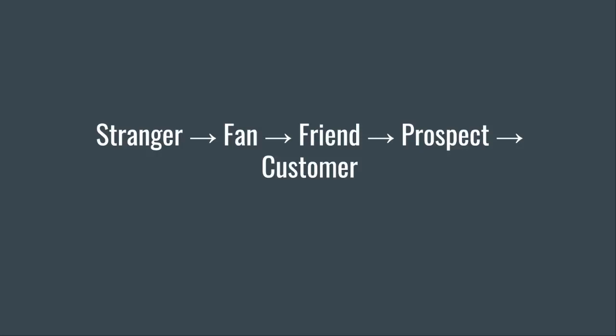Essentially, you're taking a stranger who comes across your content on social media, and then you convert them into a customer later on. This looks like what I have displayed right here: stranger to fan to friend to prospect to customer. When you convert a stranger into a fan, you need to consistently create content that appeals to your target audience. This phrase, appeals to your target audience, is what you really want to hone in on and focus closely on when you're creating content.